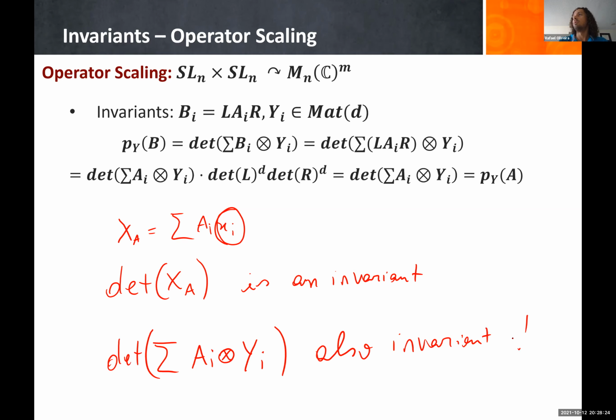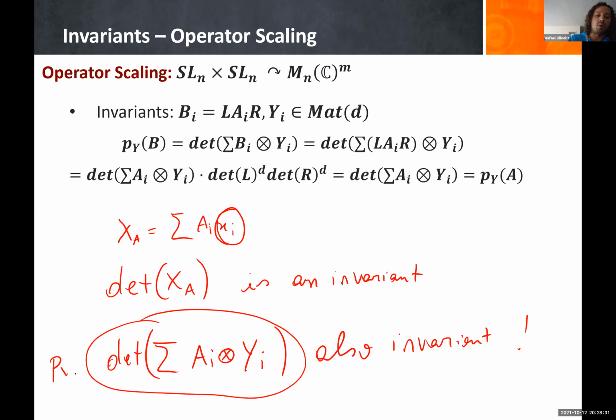And why is that? Well, let's look at the computation. Let's say that this polynomial here is a polynomial P_Y of A. Now, let's say that B is a scaling of A. So we have that Bi is equal to L times Ai times R. Now what happens? Let's look at P_Y of B. P_Y of B is the determinant of the sum of Bi tensor Yi. Right? But now Bi is equal to L Ai R.